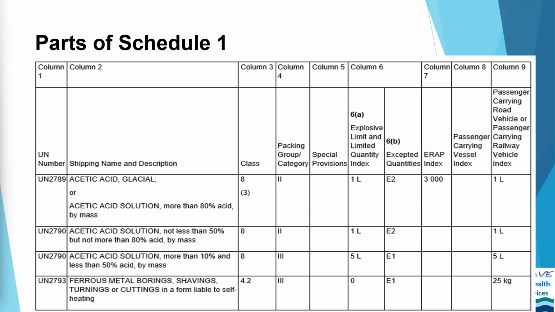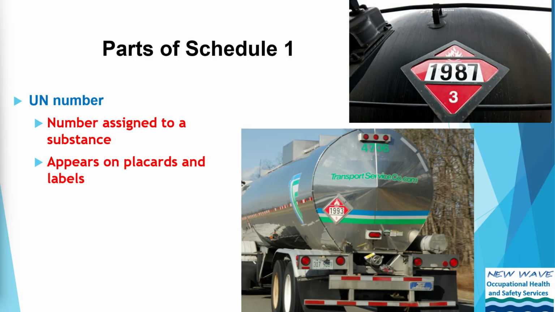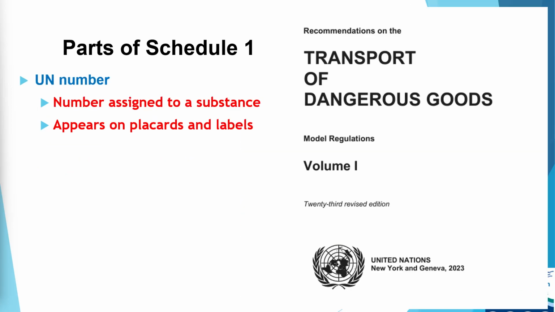Now that we know how to find something in Schedule 1, I want to discuss what information you can get from there. The first column is the UN number. This is the number we are all familiar with, seeing it on tanker trucks and other vehicles. As the name suggests, it's assigned by the United Nations, specifically in their model regulations.